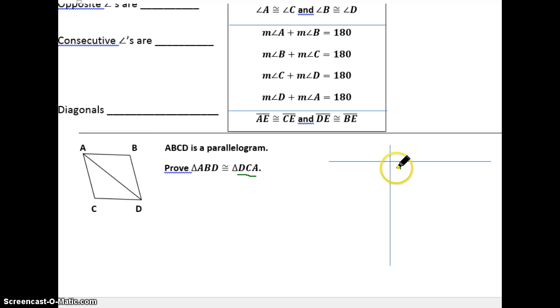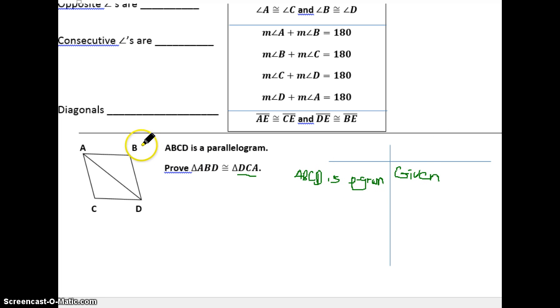And our given information is that we have a parallelogram. Okay? So ABCD is a p-gram. I'm going to abbreviate a lot in here. And p-gram is usually what I use for parallelogram. Okay. So ABCD is a parallelogram.